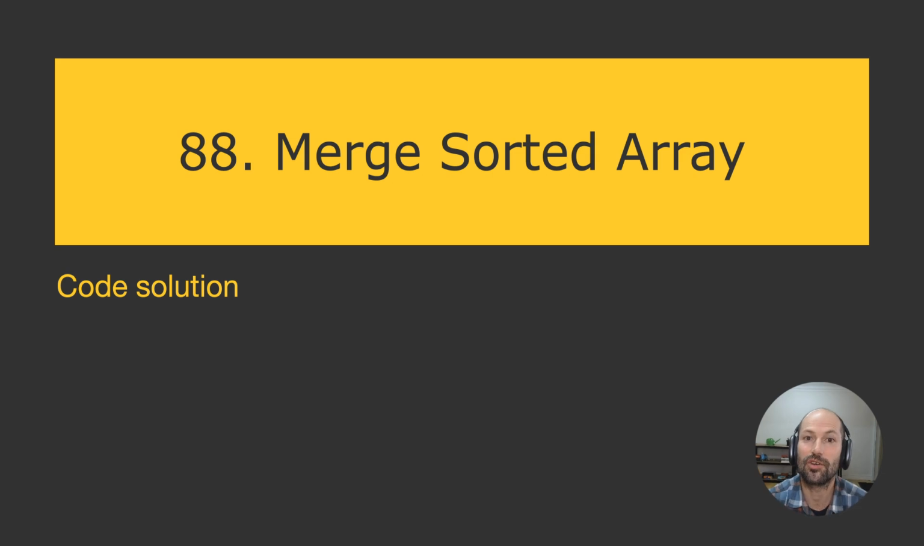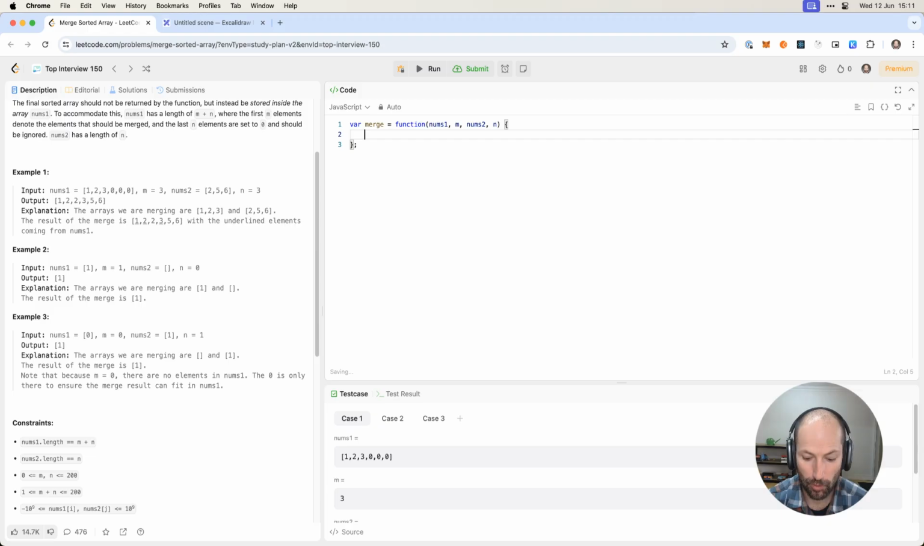Now let's go and do this in the code. First thing we want to do is initialize our variables. So let's go and say let i equals m minus 1. Let j equals n minus 1. And let k, our merge index, be nums1.length minus 1. Great. Now let's create a while loop where we say if j is bigger than or equal to 0.